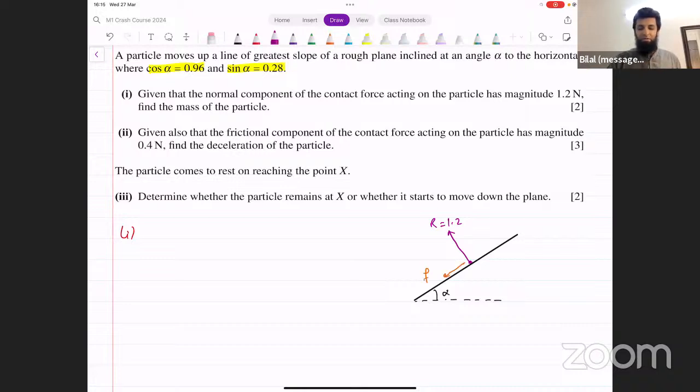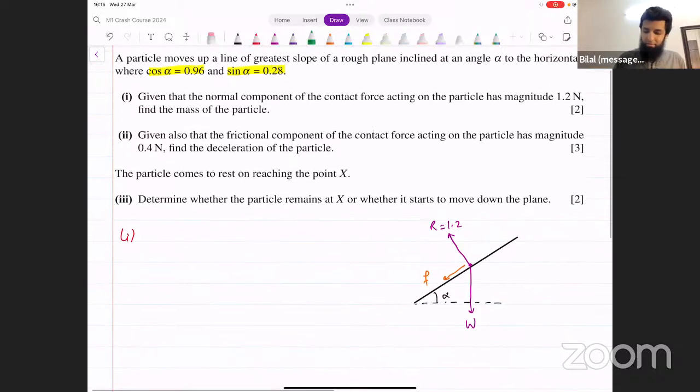What other forces do we have? We have the weight of the particle. Where does weight act? Vertically downwards. That's the direction of weight. What else? Do we have any other forces acting on the particle? Friction is already represented here. Anything that we have not represented?